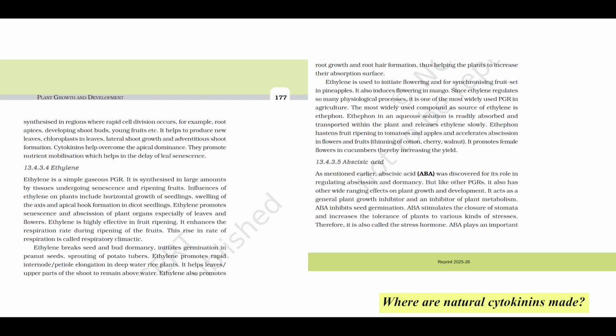Where are natural cytokinins made? In regions where rapid cell division occurs. Root apices, developing shoot buds, young fruits, active growth zones. Their functions. They help produce new leaves, promote chloroplasts in leaves, making them greener, more efficient, stimulate lateral shoot growth, and adventitious shoot formation. Promoting leaves, chloroplasts, side shoots, making the plant bushier.